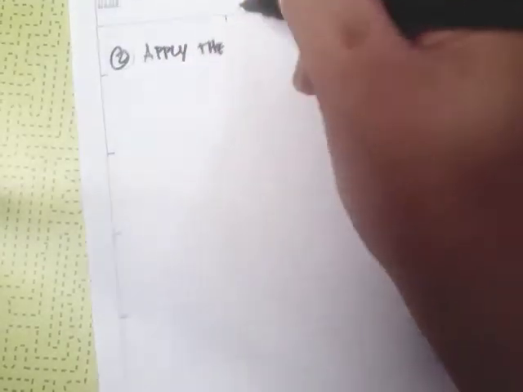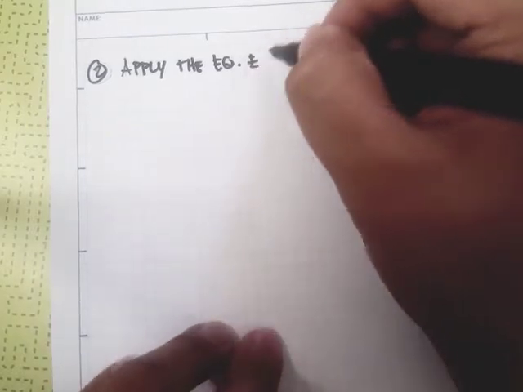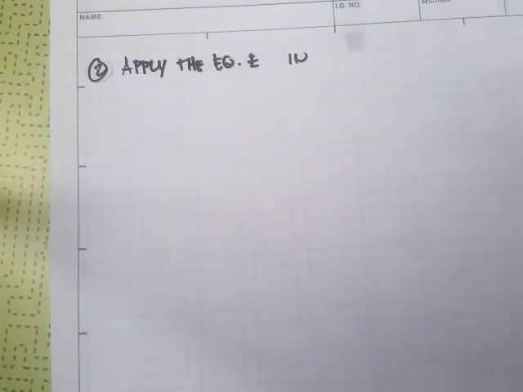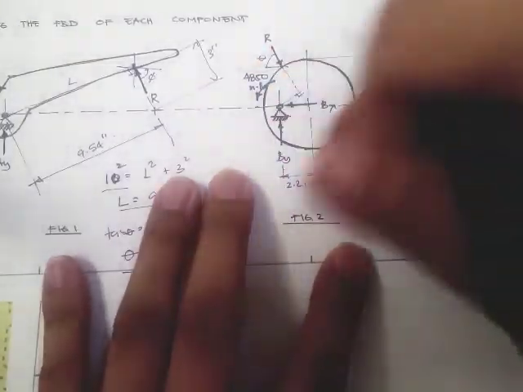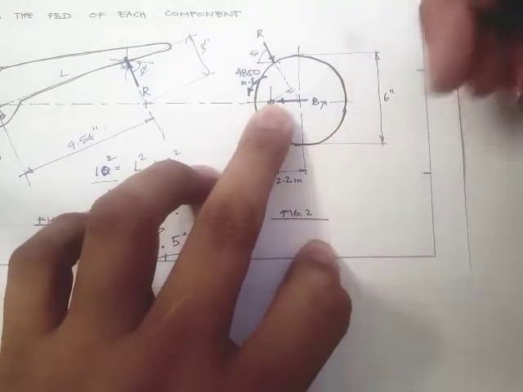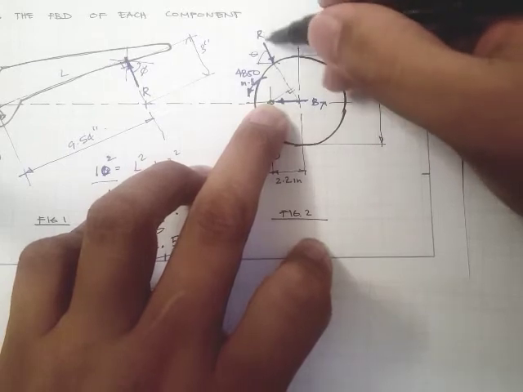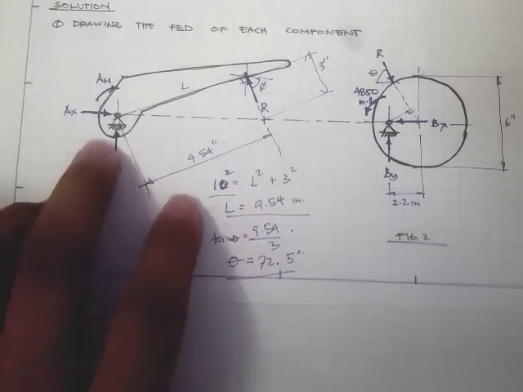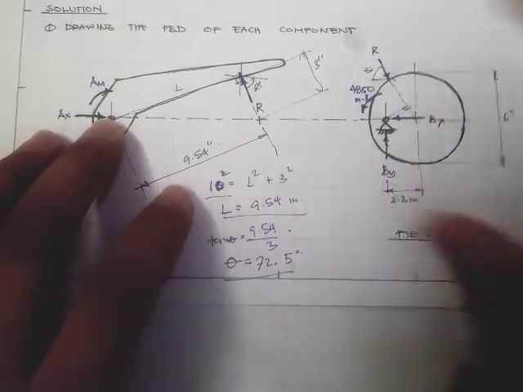So the next step, step 2, is we can now apply the equilibrium equations. I think we'll first have this equilibrium equation, because if we take moments at point B, then we can solve for the R. Although in this figure 1, I think you can also do that. Anyway, I'll just use figure 2. Right, this is figure number 2.